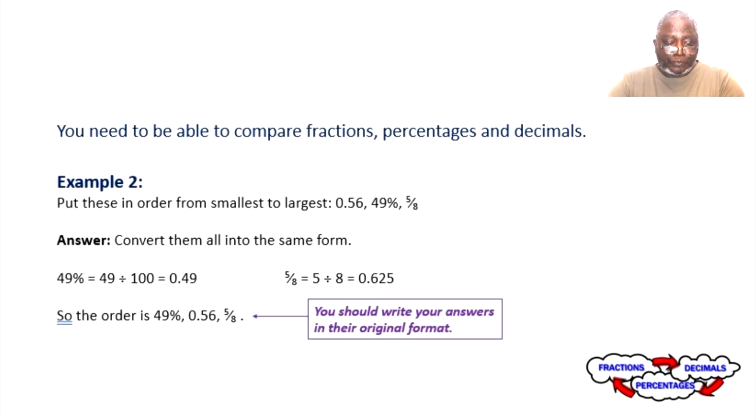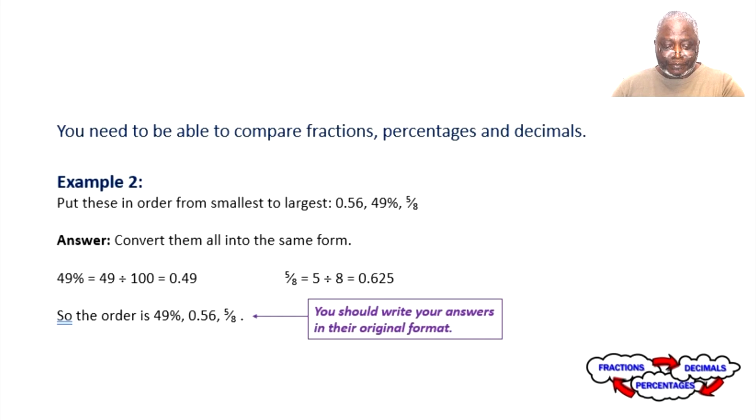Example 2. Put these in order from smallest to largest: 0.56, 49%, and 5/8. You need to make them all into the same form. So the best way to do that is to make them all into what?